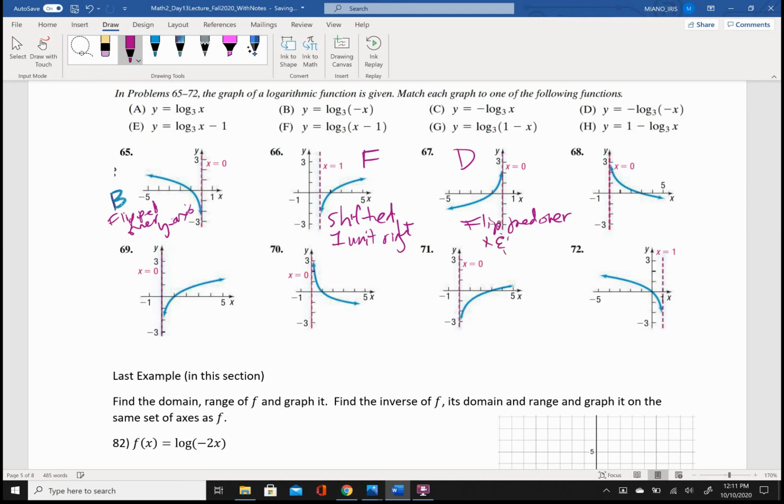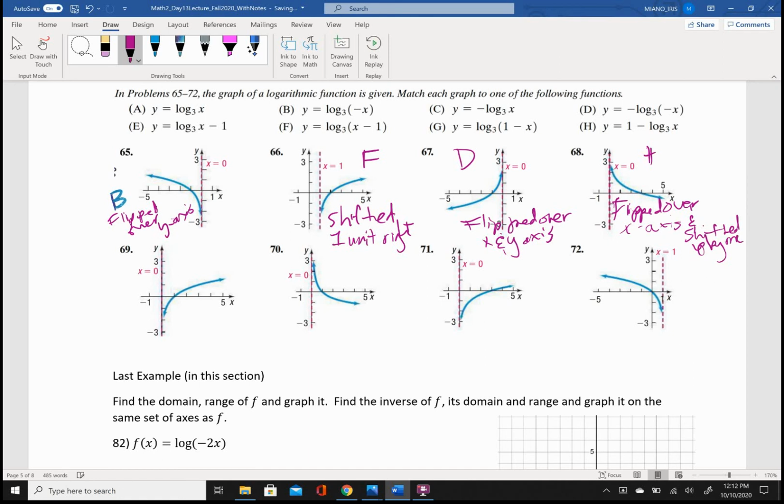Flipped over x and y-axis. Number 68, that one looks like it's flipped over the x-axis and shifted up by 1 unit. Now how do I see the shifting up by 1 unit? Well, it's crossing the x-axis at 3 rather than 1. So that's how I'm getting the idea of that shift. So which function looks like it does that? Well, that would be function H right here. See, there's the flip right there and shifting up by 1. So H. Flipped over x-axis and shifted up by 1. Sorry, my handwriting is atrocious.